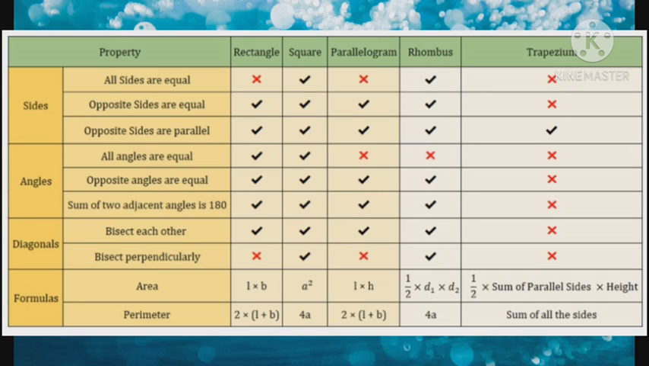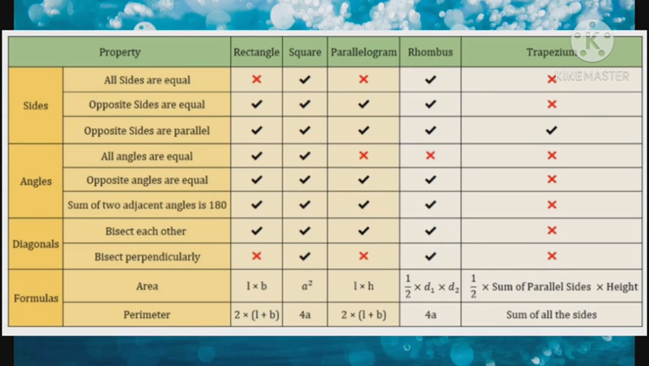Now, opposite sides are equal. Opposite sides are equal in rectangle, and in square, if all four sides are equal, then opposite sides are also automatically equal. In parallelogram also opposite sides are equal. In rhombus, if all four sides are equal, then opposite sides are also equal. But in trapezium, opposite sides are not equal.